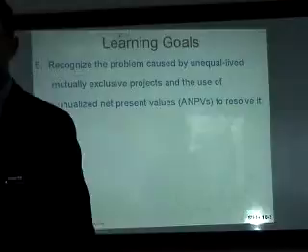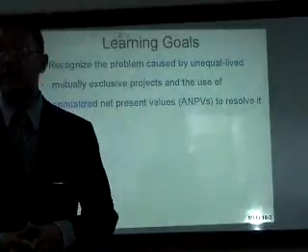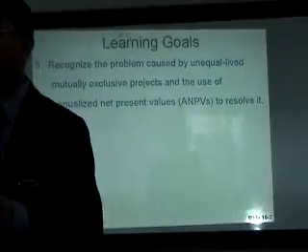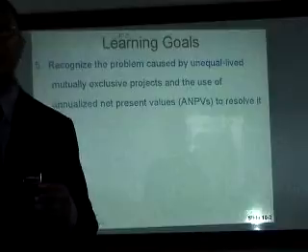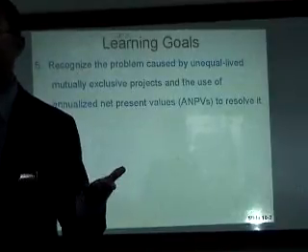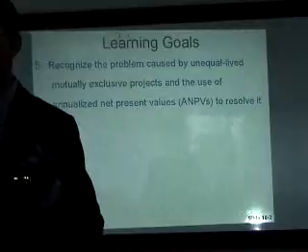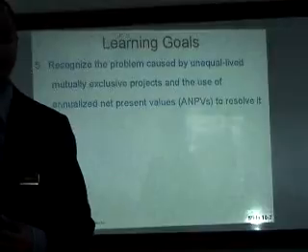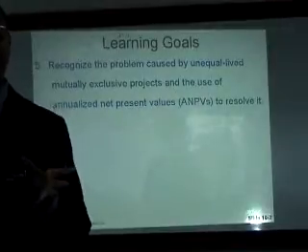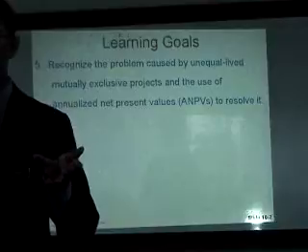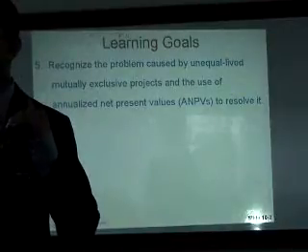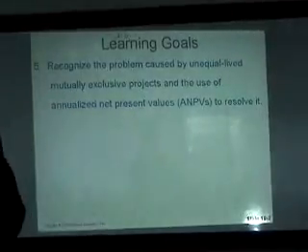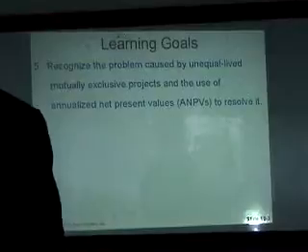Then recognize the problem caused by unequal-life, mutually exclusive projects, and the use of ANPV, which is annualized net present value. Sometimes when you have two projects, you face two projects with unequal lives. For example, one project has a 5-year useful life and the other has a 10-year useful life. It is difficult to compare because the useful lives are different, so we use ANPV to solve this problem. So this is important.